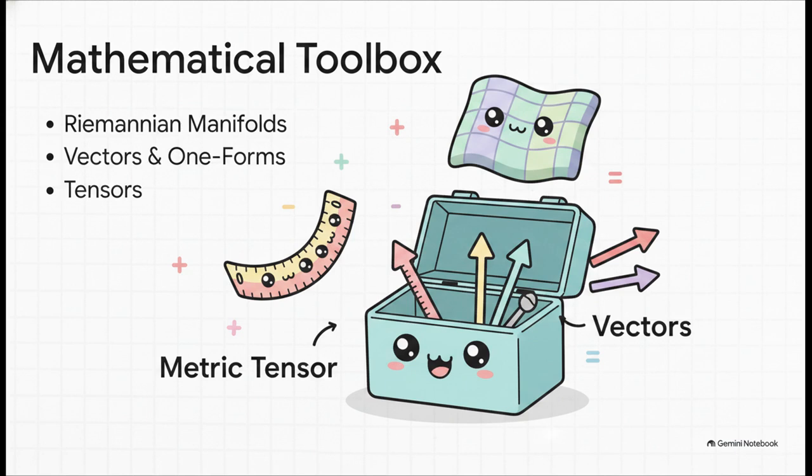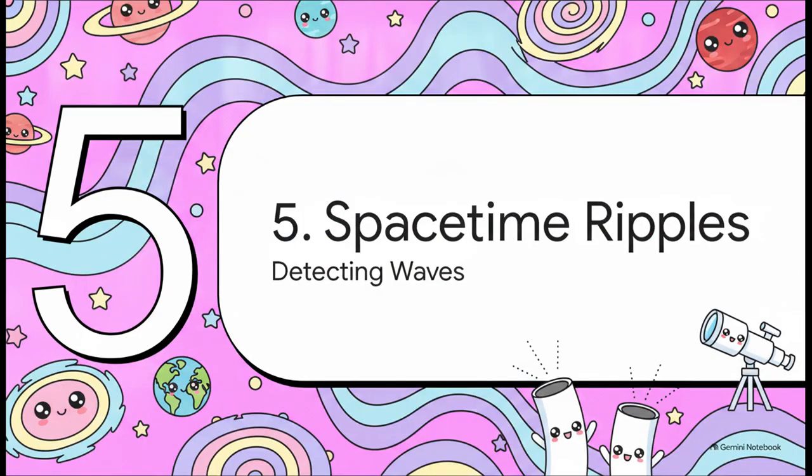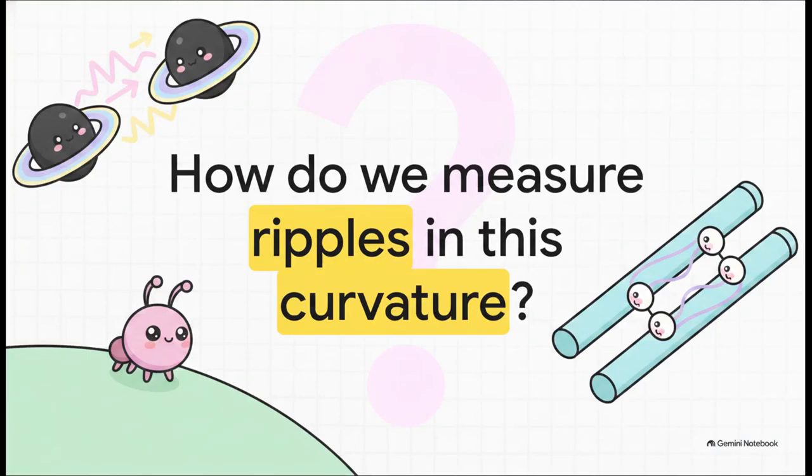These advanced mathematical tools are what allow scientists to stitch together those locally flat frames and calculate precise changes across the universe. Section 5. Detecting Space-Time Ripples. Okay, so how do we actually apply this incredible mathematical and conceptual framework to modern astrophysics? Basically, how do we measure actual ripples in this curvature?